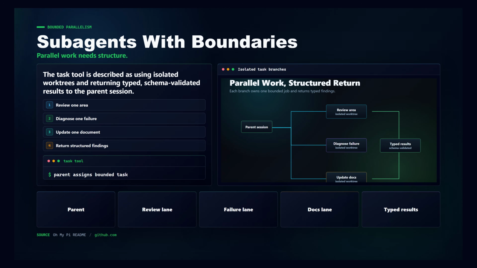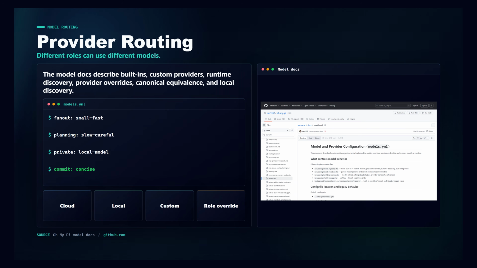The sub-agent story is not just run more agents. omp's task tool is described as using isolated work trees and returning typed, schema-validated results to the parent session. That is the important part. Parallel work is only useful if it does not create a merge conflict swamp or a giant blob of prose. The promise here is fan out with boundaries, review one area, diagnose a test failure in another, and return structured findings.